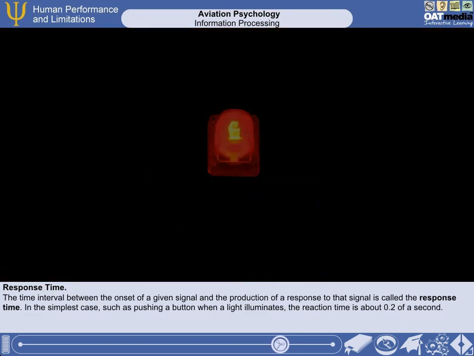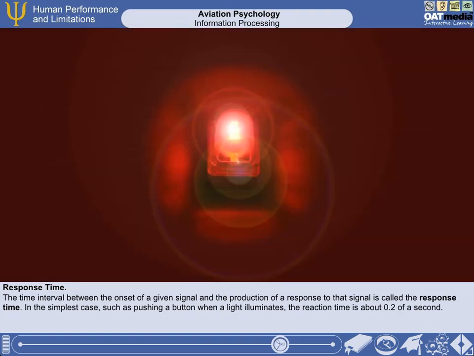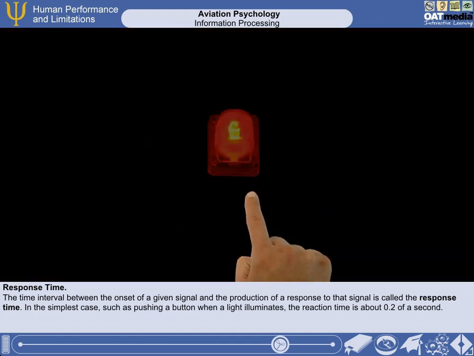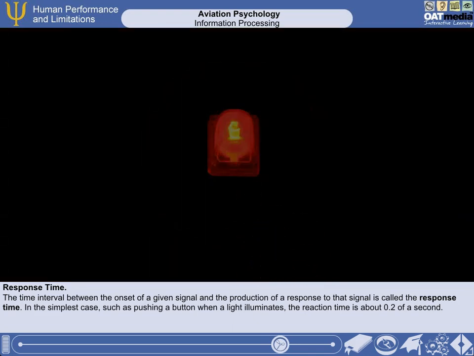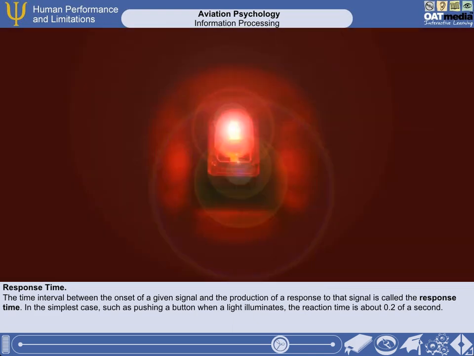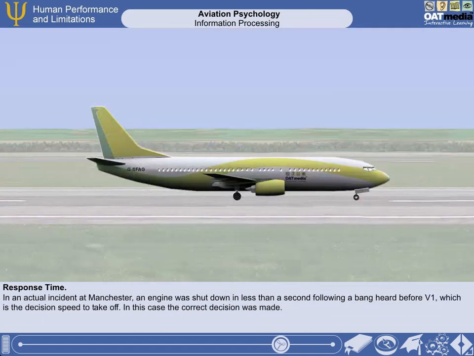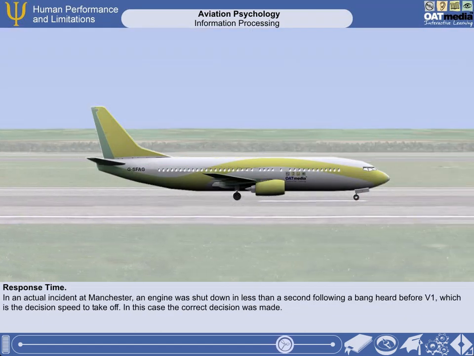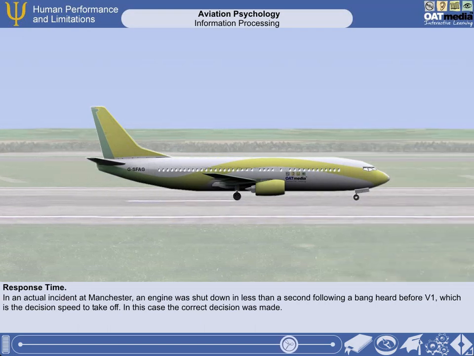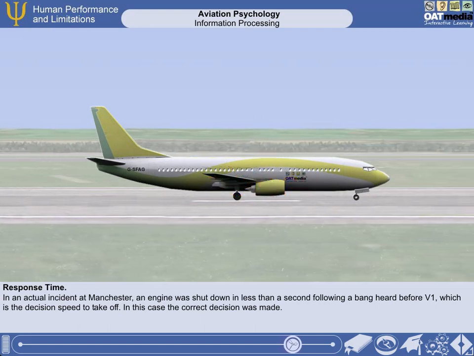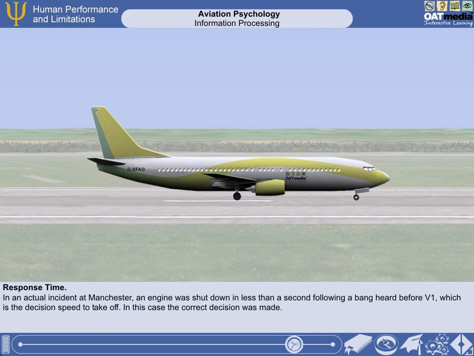The time interval between the onset of a given signal and the production of a response to that signal is called the response time. In the simplest case, such as pushing a button when a light illuminates, the reaction time is about 0.2 of a second. In an actual incident at Manchester, an engine was shut down in less than a second following a bang heard before V1, which is the decision speed to take off. In this case, the correct decision was made.